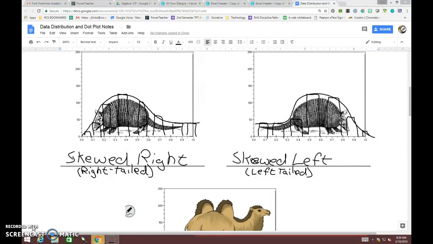This is skewed right distribution and skewed left distribution. So just 2 different types of distribution. And like I said, you base it on which way the tail is faced. All right, go ahead and take a second and write that down. If you have any questions, raise your hand and I'll come around and help.